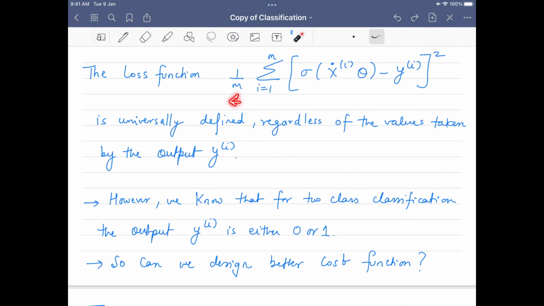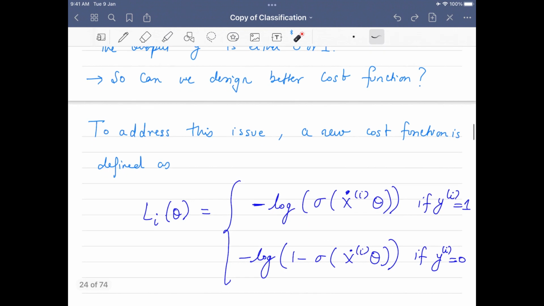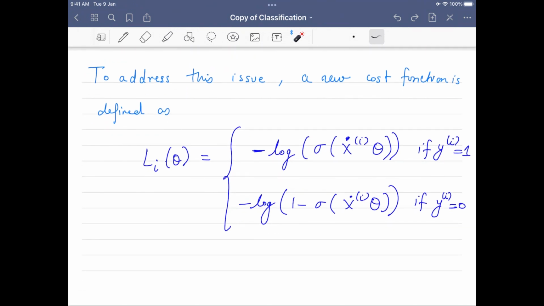But this one also will work, but it will create some problems, as I told you last time, because this is a non-convex function, so you may or may not get the global optimal solution. So that is the main drawback of using this cost function. So keeping these two points in mind, a new cost function was proposed, and this is the new cost function.